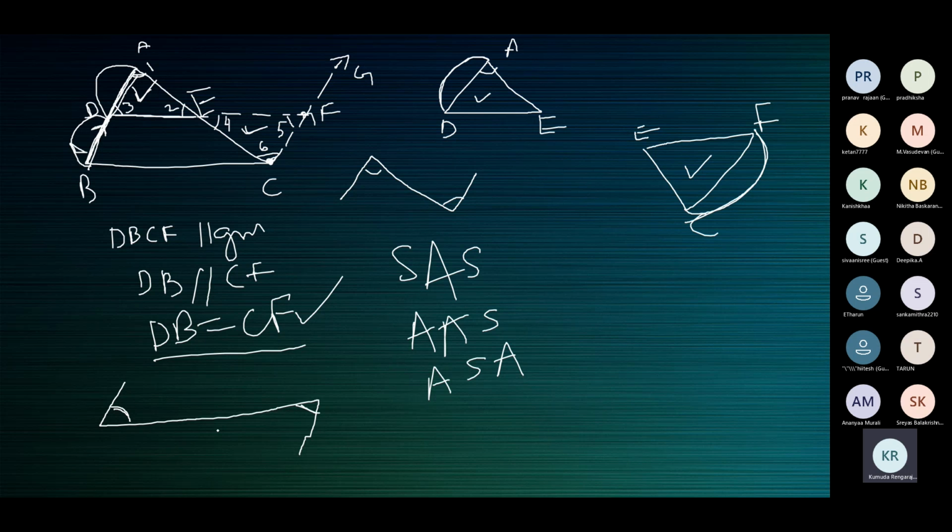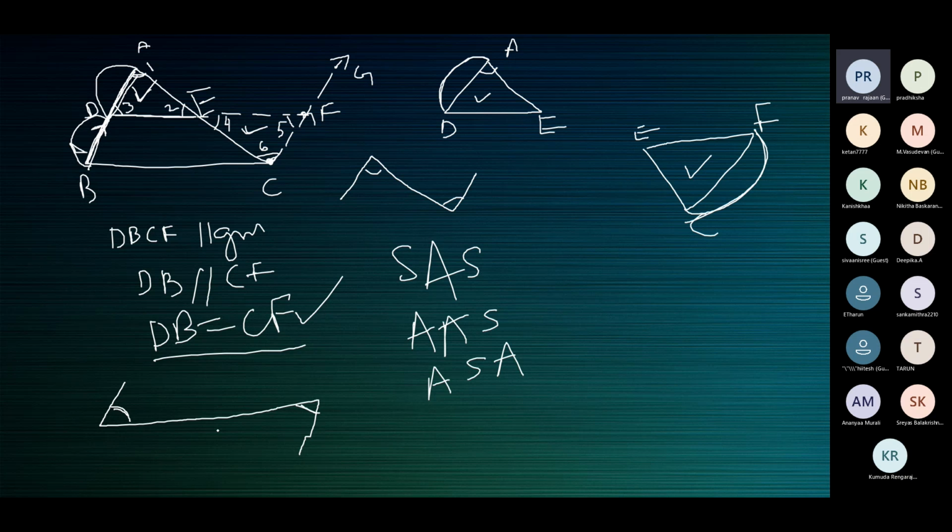Okay, now let's talk about the sides. So we find that we have 3 pairs of equal angles: 1, 6, 2, 4, 3, 5. Anyways, AAA is not a valid congruence criterion. So we're just waiting to find 1 pair of equal sides.